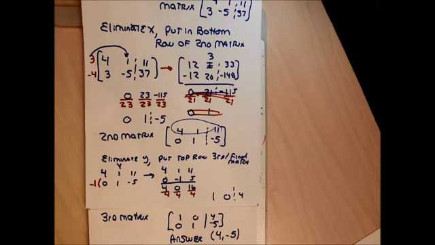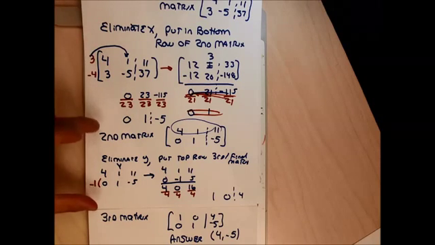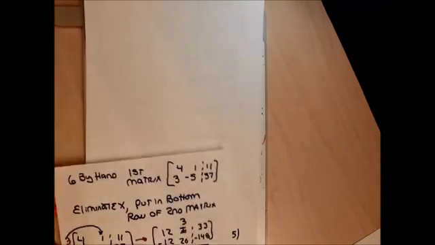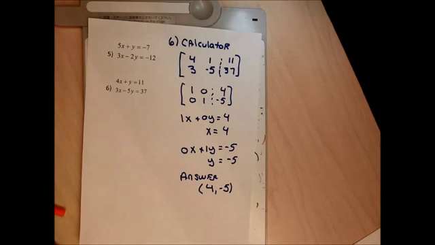So they're very repetitive. They take a long time to do, but if you keep the structure: create your matrix, eliminate the x's, put that in the bottom row, eliminate the y's, put that in the top row. They're not the worst thing that we do. So there's your problem 5. I'll move on to 7 and 8.